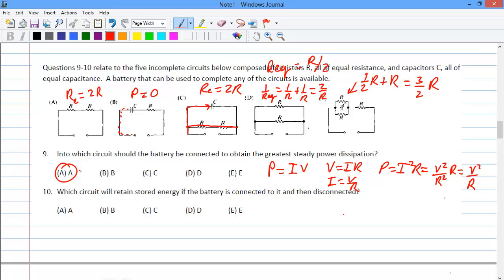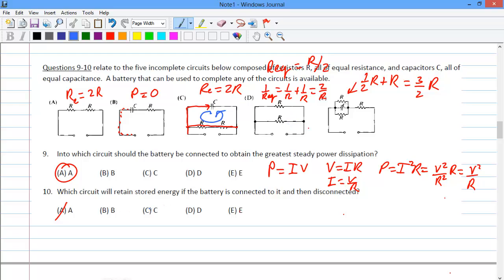For number 10, it says, which circuit will retain stored energy if the battery is connected to it and then disconnected? Well, we have to see which one would not make a closed loop with the capacitor such that it could dissipate the energy. Well, A doesn't have a capacitor, so it can't be A. B charges it all up, and then if we disconnect the battery, the charge just stays in the capacitor. Part C would make a closed loop, so it would run and run until all the energy was dissipated across the resistors.